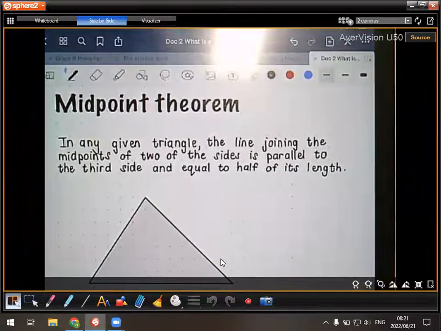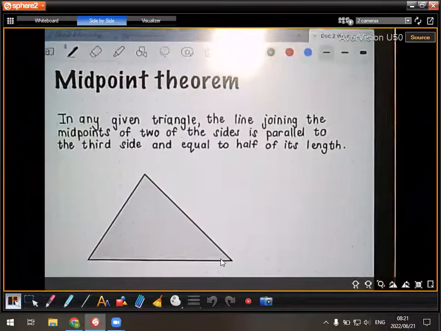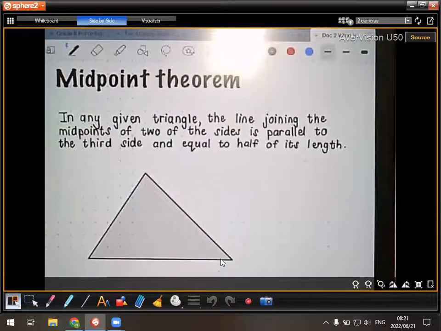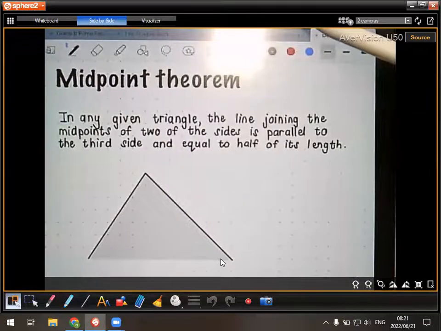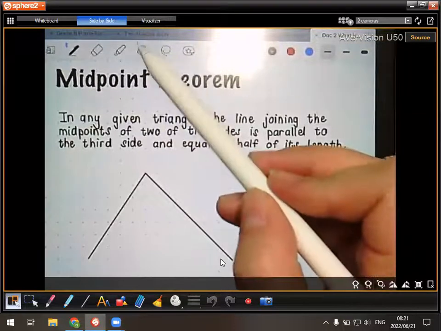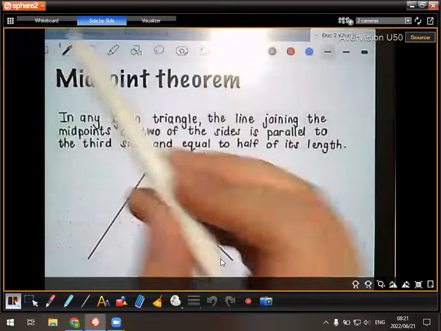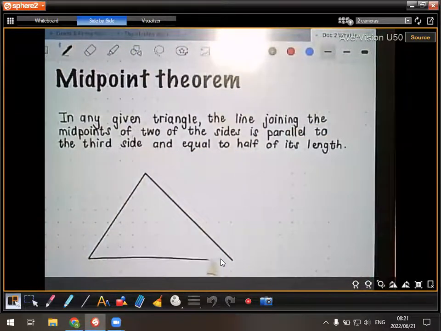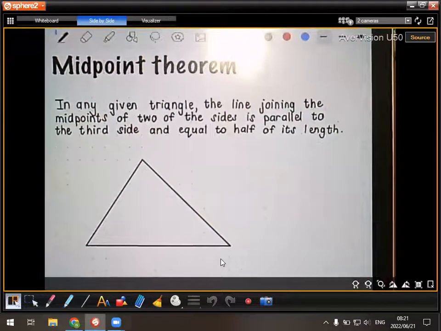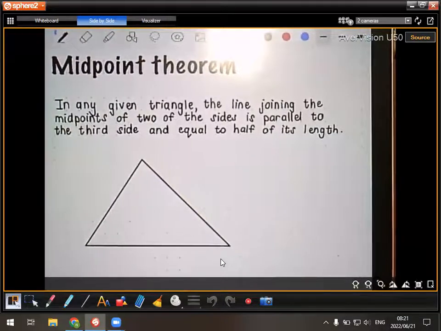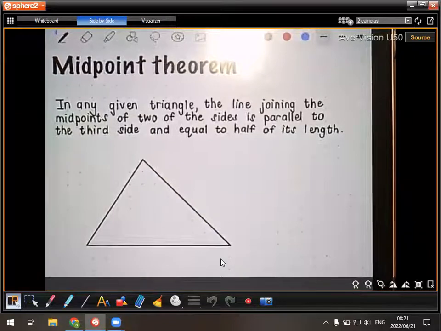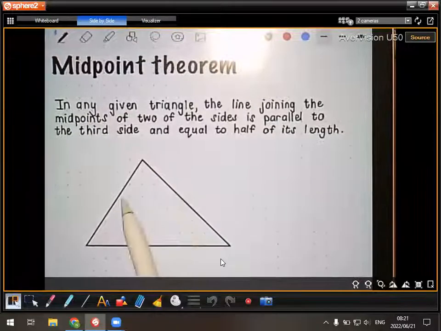The line joining the midpoints is equal to half the third side. But I'll show you now on the picture. Sorry guys, I don't want this to color in the shape. Okay, so you can just draw a triangle there, try and make it not look like an isosceles triangle really. And then you can just estimate where the midpoint of these two sides would be.